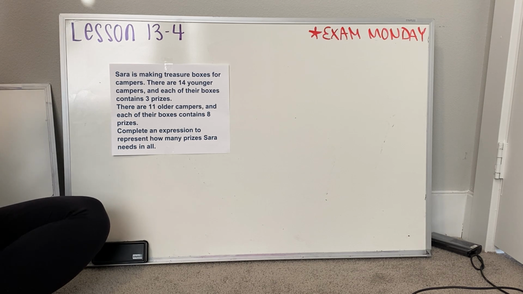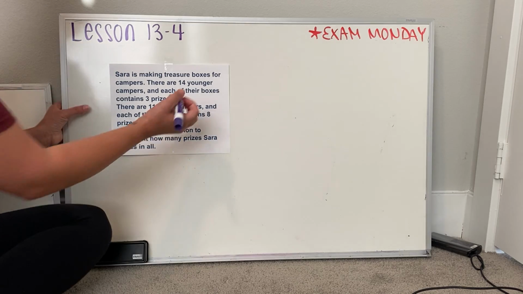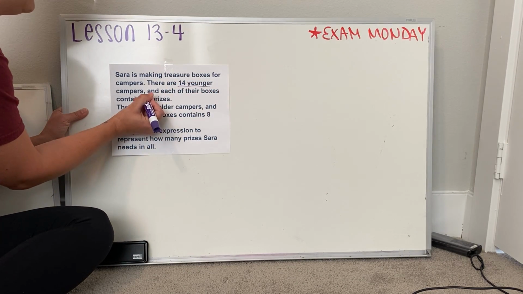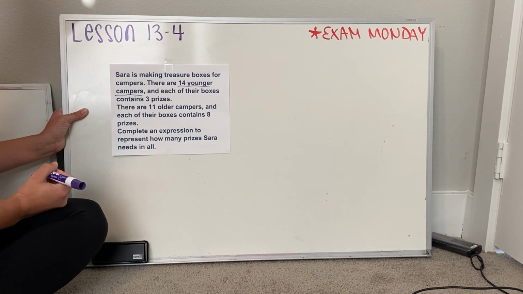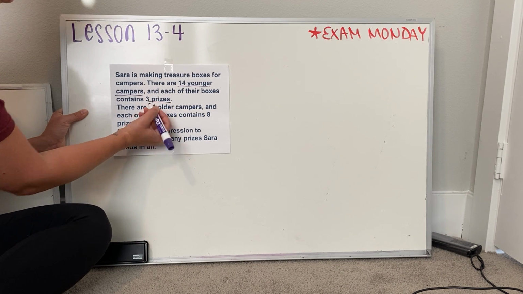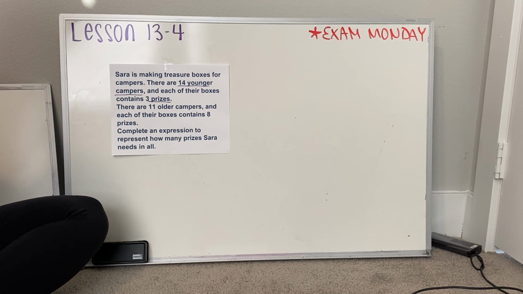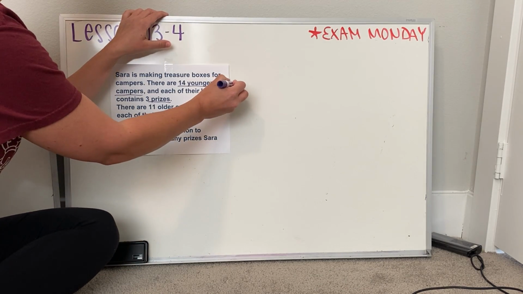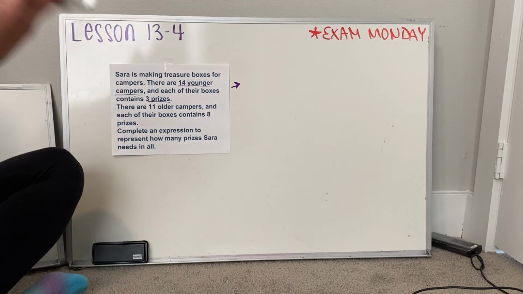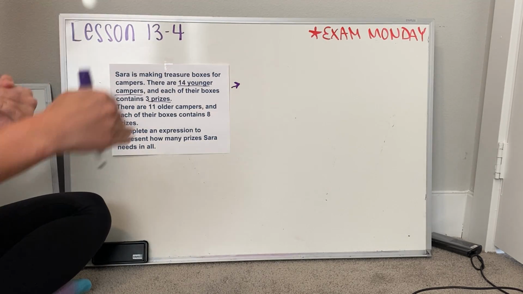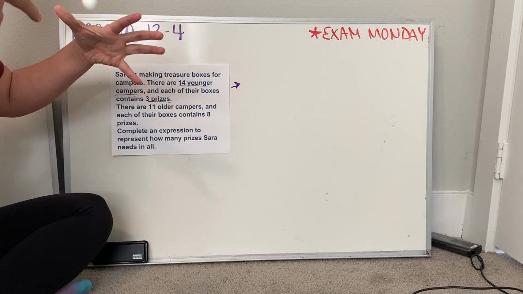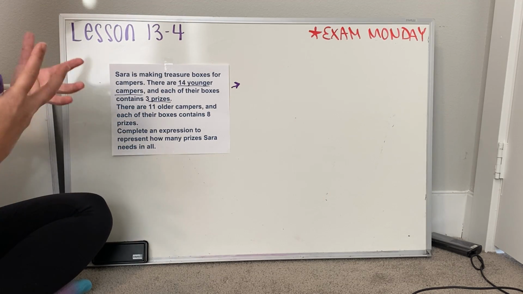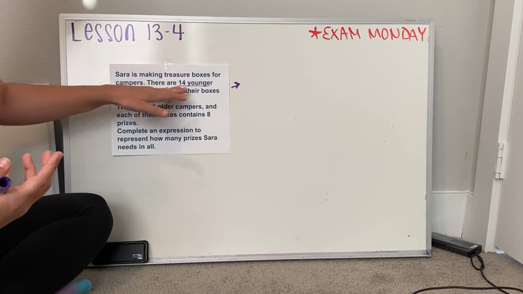So let's get started. Sarah is making treasure boxes for campers. There are 14 younger campers, and each of their boxes contains 3 prizes. So right away, when I'm reading a word problem, you really want to break it down as you read. Don't try to read the whole thing and think, what do I do? I already know how to do problems like this.